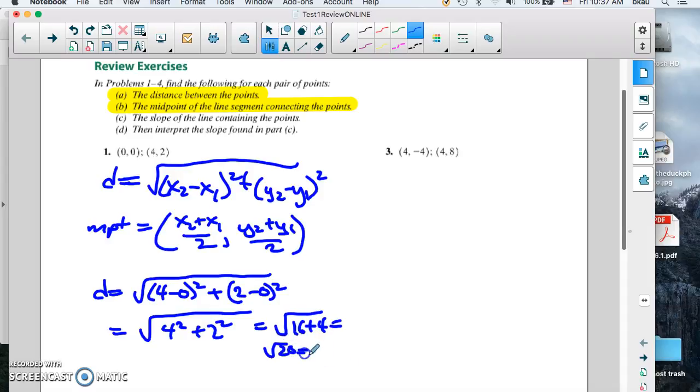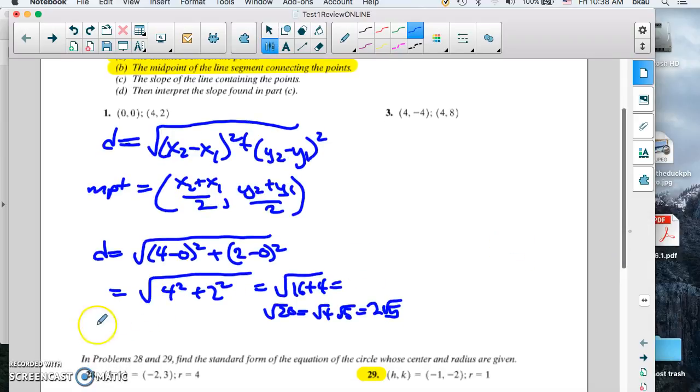Now that's going to reduce to, there's a square root of 4 times the square root of 5 there, so that's going to be 2 square root of 5 reduced for the distance. Now the midpoint is just the average of the 2 points. Since the one point is 0, 0 and the other one's 4, 2, when we do the midpoint we're going to get 4 plus 0 over 2 and 2 plus 0 over 2, which is the midpoint's going to be 2 comma 1.